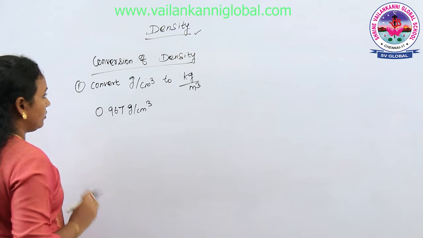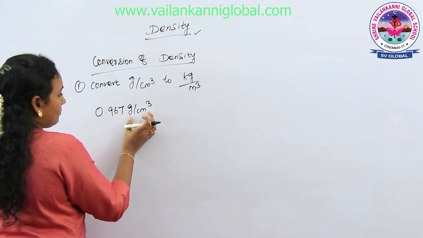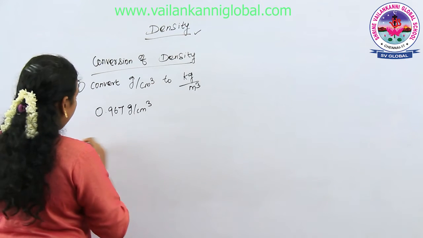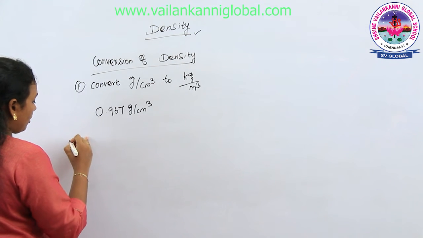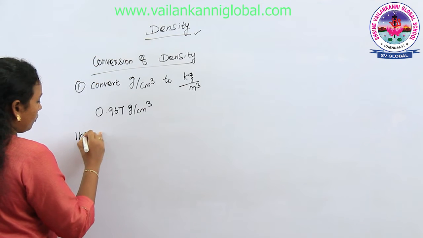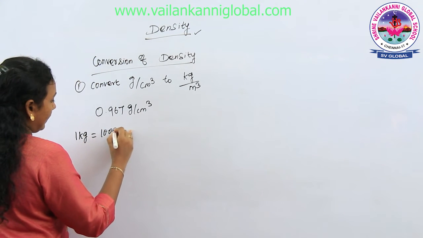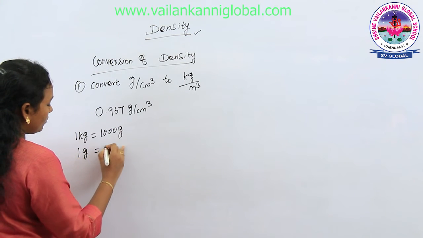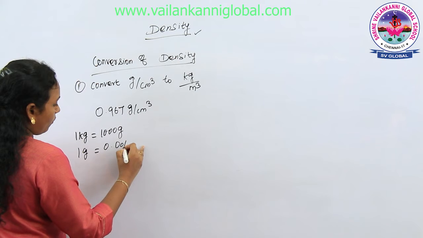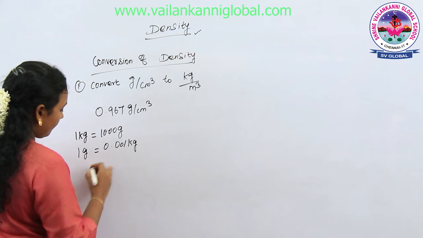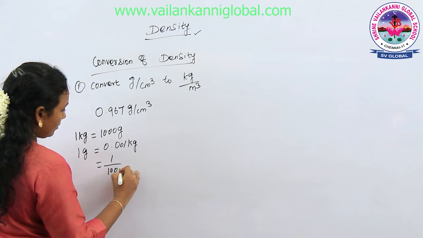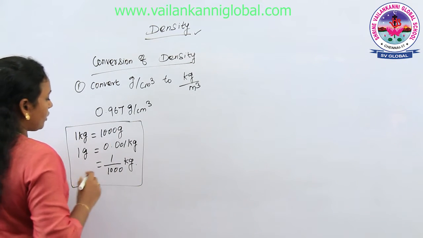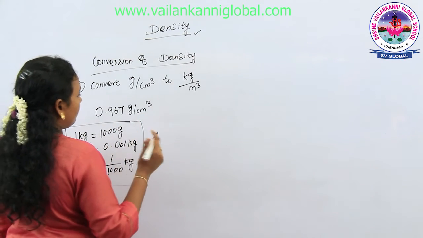It's given in the question. So we are going to convert the unit from gram per centimeter cube to kilogram per meter cube. Before that, we should recall that 1 kilogram is equal to 1000 grams. That we know. Then 1 gram is equal to 0.001 kilogram, or 1 by 1000 kilogram. So this is the key point, and we are going to apply this in the conversion.